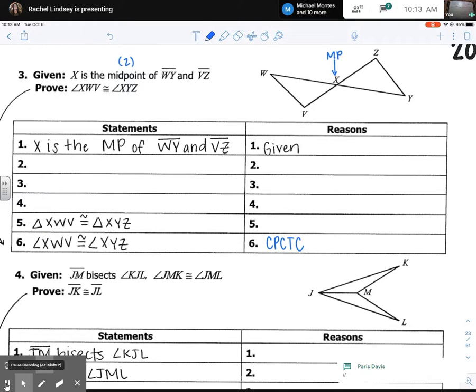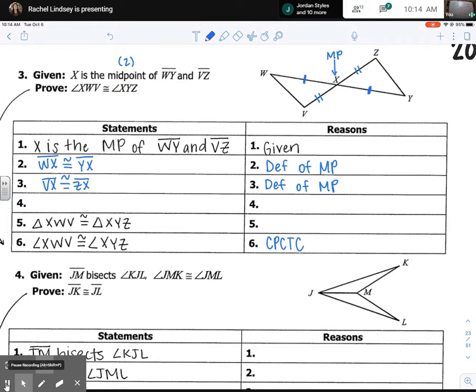WX is going to equal YX and VX is going to equal ZX. So WX is congruent to YX. How do we know that? Because there's a midpoint right there. Definition of midpoint. And then what other two are congruent? VX and ZX. We know that again because of definition of midpoint. So we use midpoint twice. That's what we needed to do.